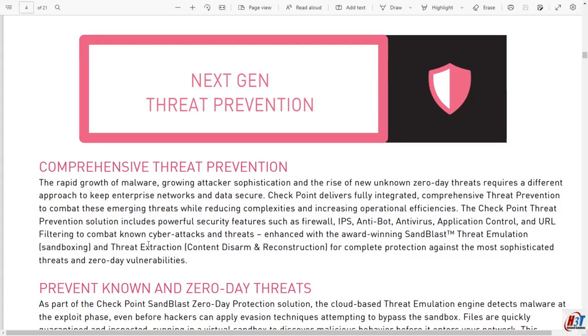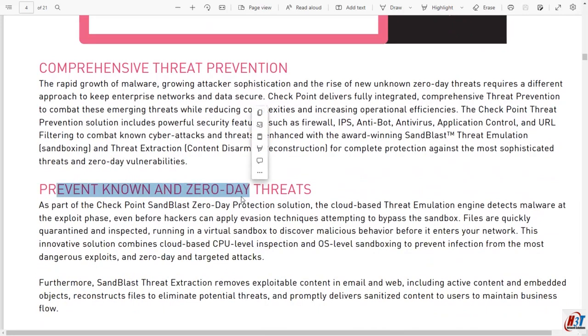Right. So for that we have the Checkpoint zero-day prevention. As part of the Checkpoint Sandblast zero-day protection solution, the cloud-based threat emulation engine detects malware at the exploit phase only, even before hackers can apply evasion techniques attempting to bypass the sandbox. Then the files are quickly quarantined and inspected, running in a virtual sandbox to discover malicious behavior before it enters your network. This innovative solution combines cloud-based CPU level inspection and OS level sandboxing to prevent infection from the most dangerous exploits and zero-day and targeted attacks.